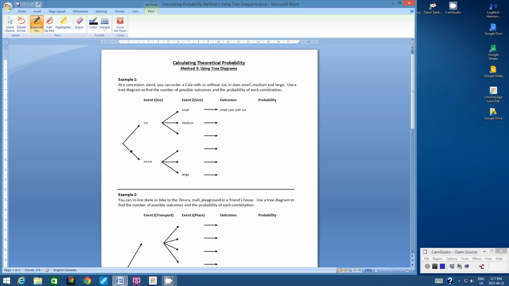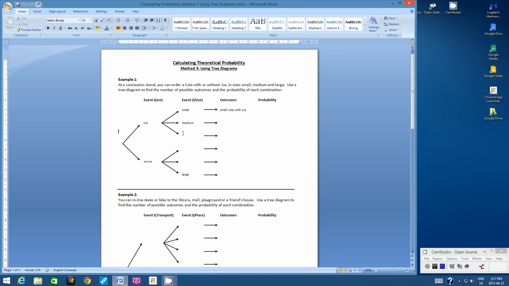For this probability tree, I've actually got most of the tree diagram created for you. Let's start with the first branch. We start from this point and we have two possible choices for event 1: ice or no ice. So there are only two possibilities here. Then when we go to event 2, we travel along this branch, and if we choose to have ice, then we have to make a decision: small, medium, or large. So in the second branch here, could you please write in large? Okay, large. Just print that very neatly.